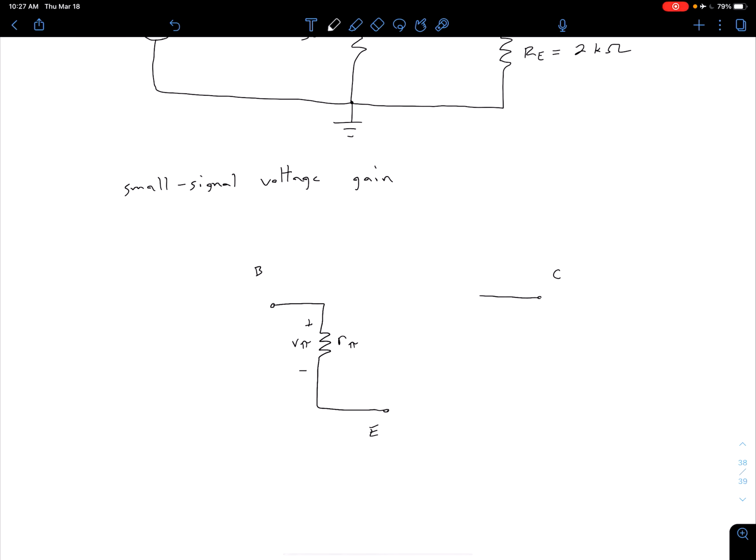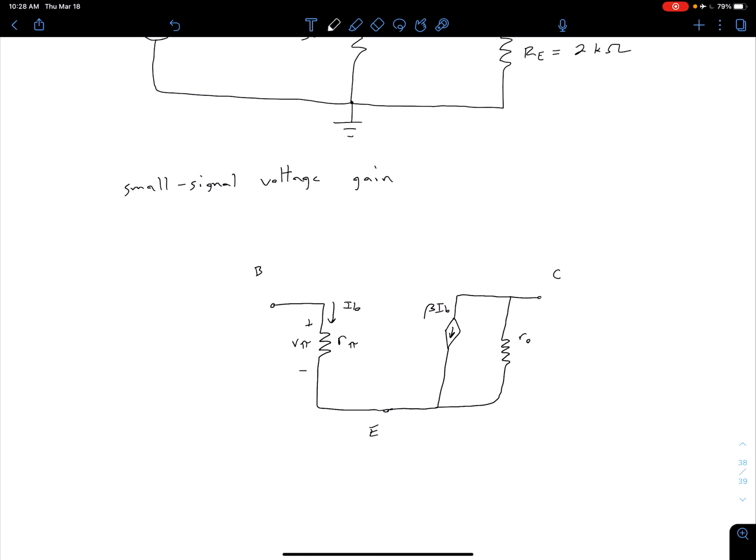Between our collector and emitter, if we're considering our Early effect, we have a dependent source as well as a resistor. So we get something that looks like this, where this dependent source is beta IB. Again, IB is just this current here, and our small signal output resistance R naught is defined there. Okay, so this is what's going on inside our transistor.